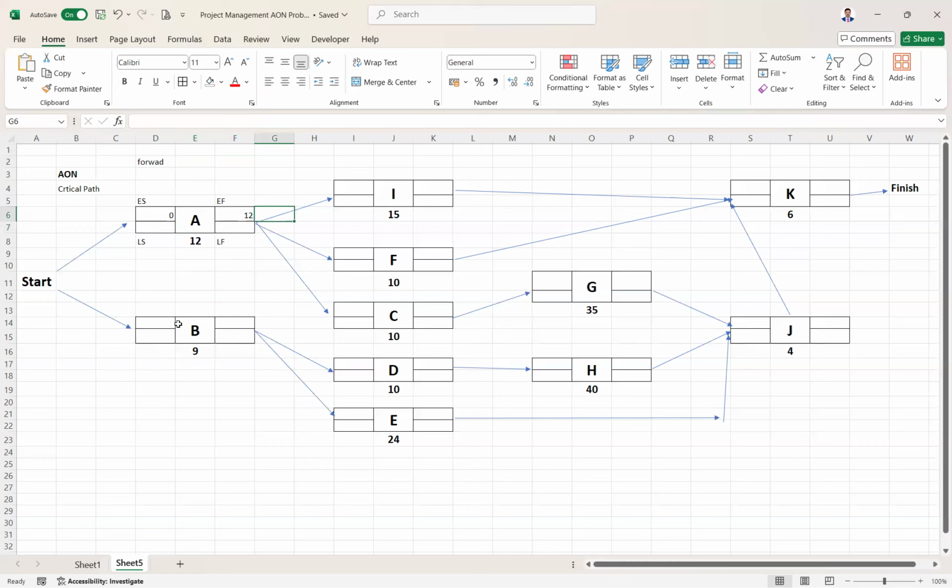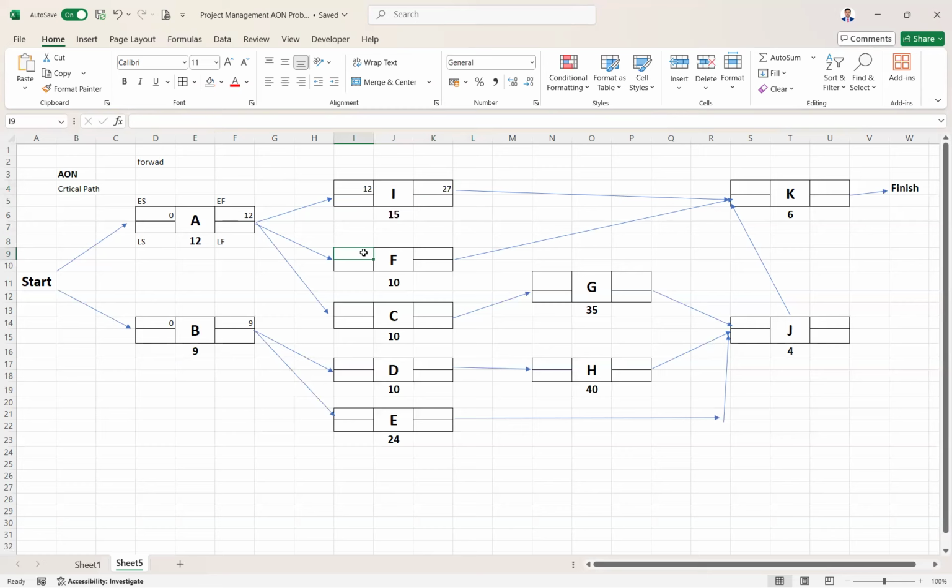Then B is also starting at 0. What is B's early finish? 9, because 0 plus 9 equals 9. Now, the early start for I is not 0. Why? Before I, there is a predecessor A. A's early finish means after you finish A, you immediately start I. So the early start for I will be 12, because that is when A is finished and you can start I. Then the early finish for I is 12 plus 15, which is 27.